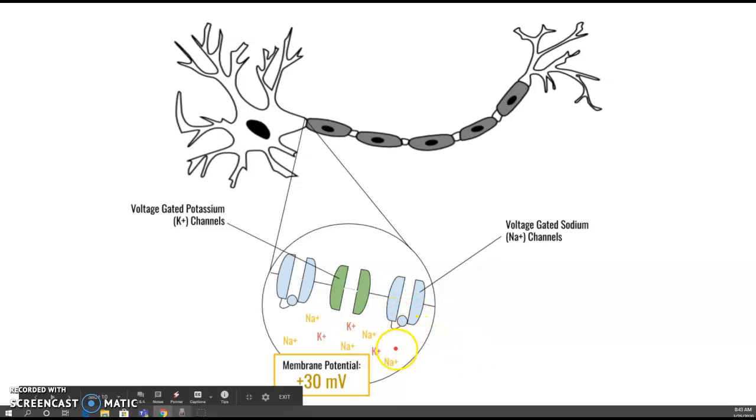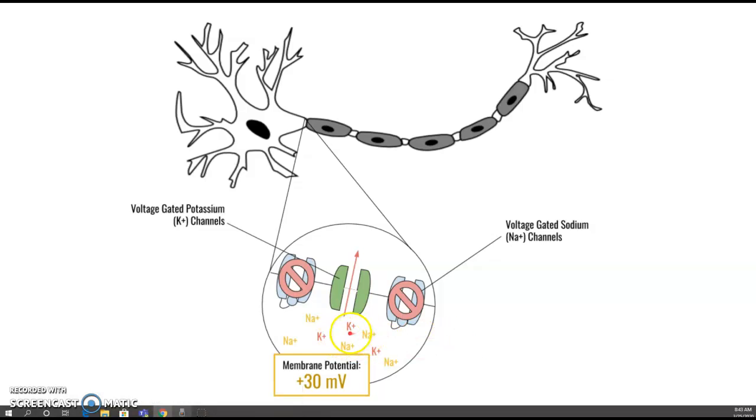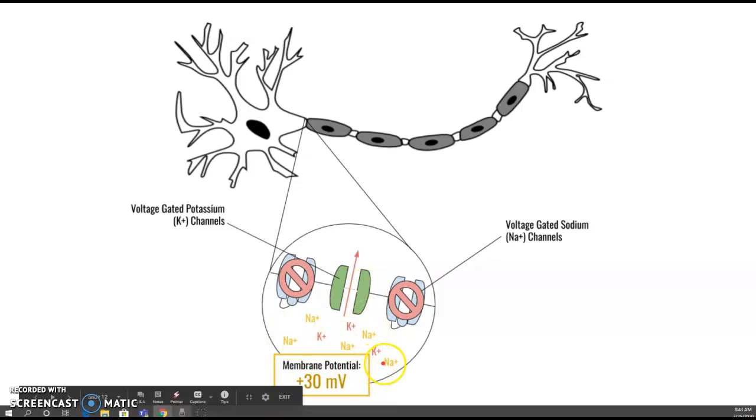And then to get that membrane potential back down, these stop working. To get that membrane potential back down, we need to let out all of these potassium ions. Remember that sodium channels only deal with sodium, potassium channels only deal with potassium. So none of these sodium ions can leave through the potassium channel.